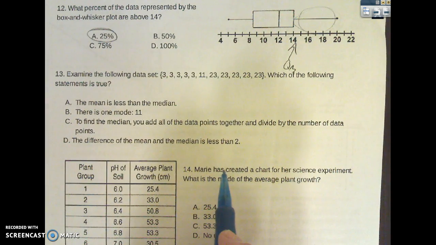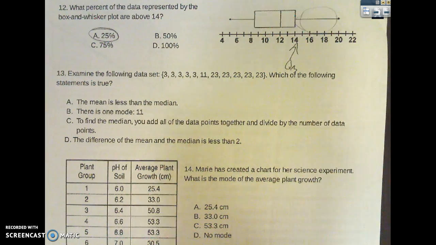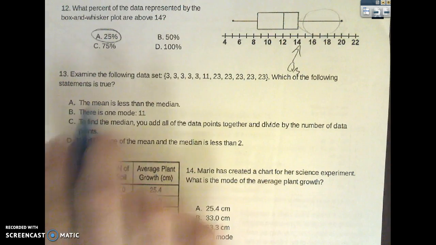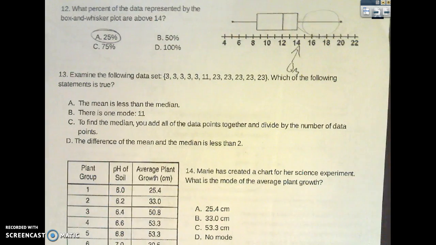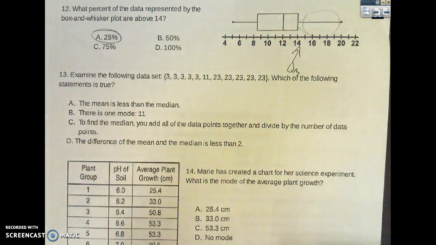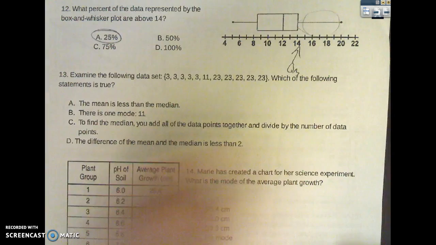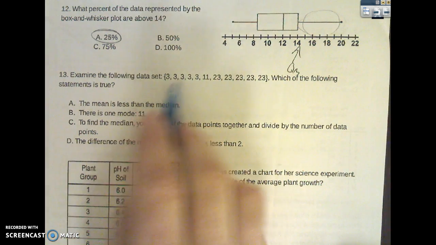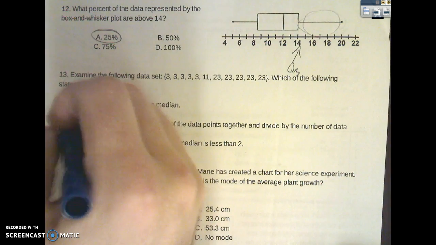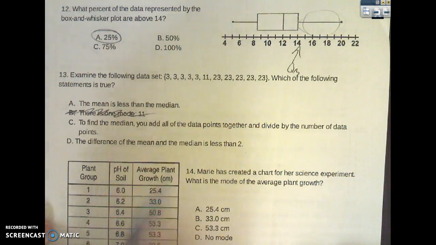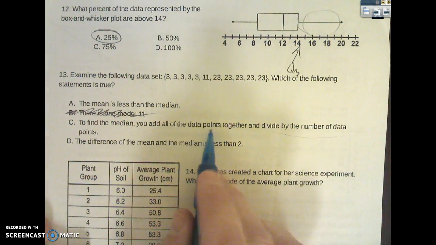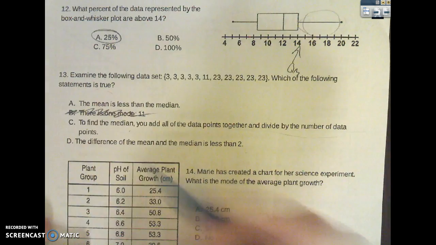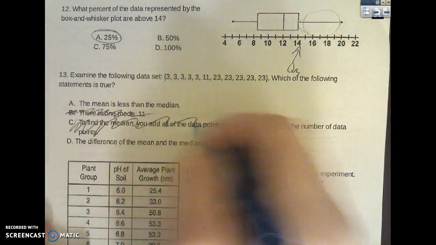Number 13, examine the following data set. Which of the following statements is true? Now, this is a good problem. 3, 3, 3, 3, 3, 11, 23, 23, 23. The mean is less than the median. I'm not sure. We can figure that out pretty quick. But let's check out the rest of them. There is one mode, 11. 11 is definitely not the mode, so I can cross off B. This is a great problem to cross stuff off. To find the median, you add all the data points together and divide by number of data points. Is that median or is that mean? That's mean, so get rid of it.